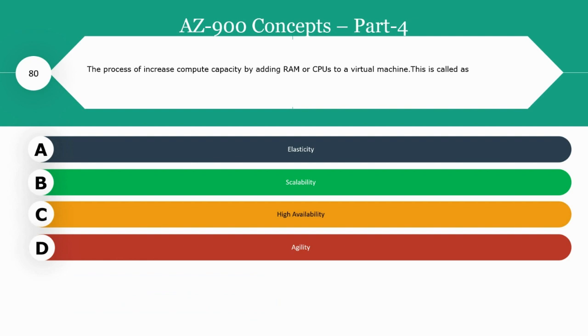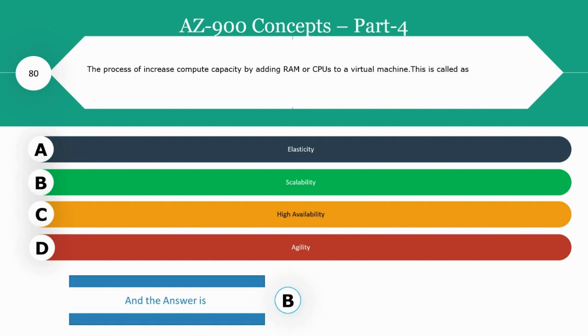The next question is the process of increasing compute capacity by adding RAM or CPU to a virtual machine. This is called elasticity, scalability, high availability, agility. Agility is not the right answer. High availability is also not the right answer. And here we are increasing the RAM, so we are doing a scaling up operation. And so the right answer would be scalability, that is option B.